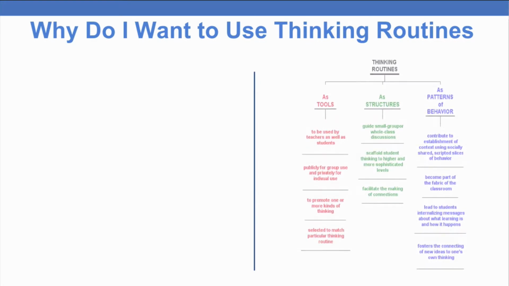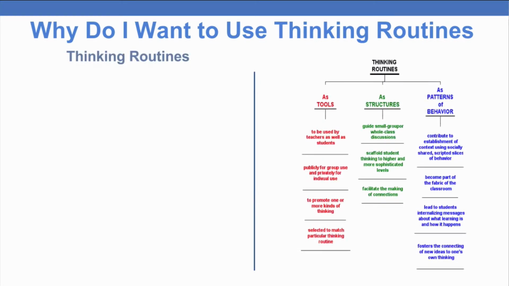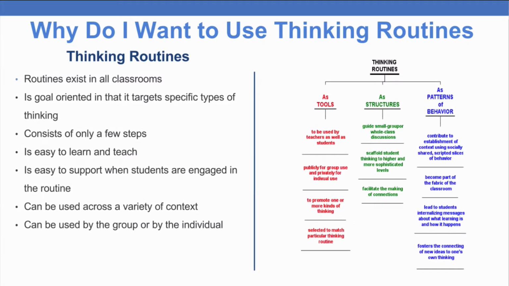Thinking routines are at the core of the Visible Thinking program. What makes these routines work to promote the development of students' thinking and the classroom culture is that each routine is goal-oriented and targets specific types of thinking. It consists of only a few steps. It's easy to learn and teach. It's easy to support when students are engaged in the routine. It can be used across a variety of contexts, and it can be used by the group or by the individual.